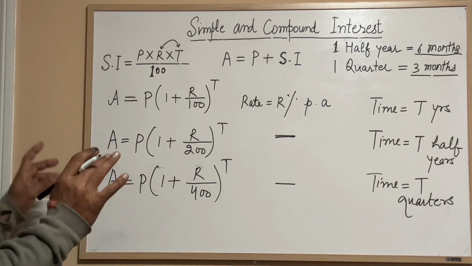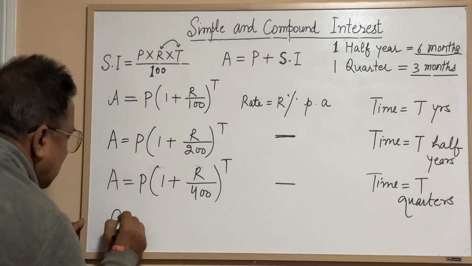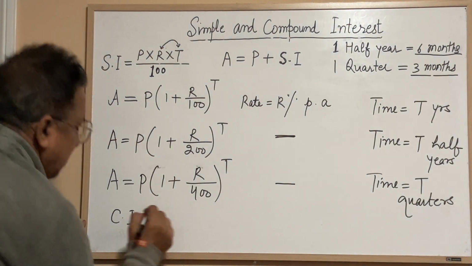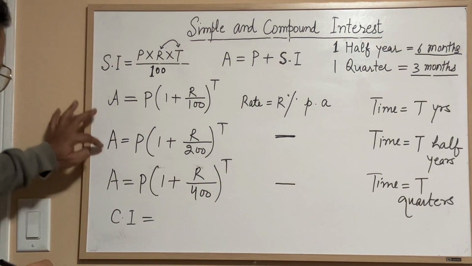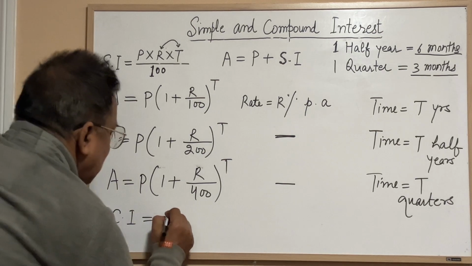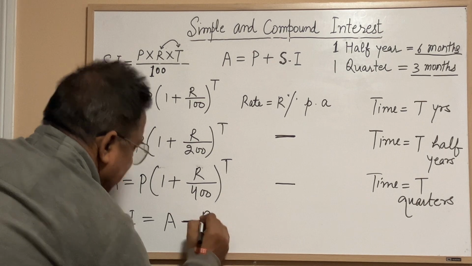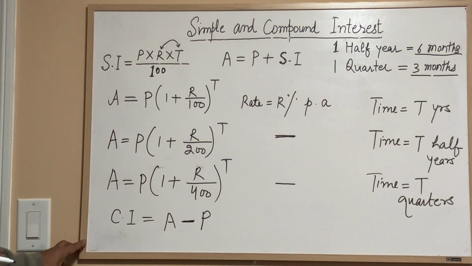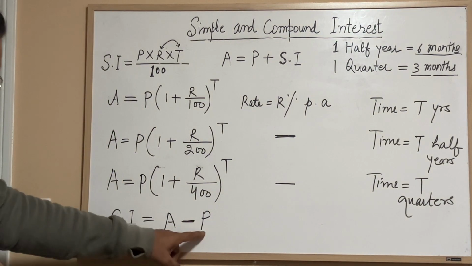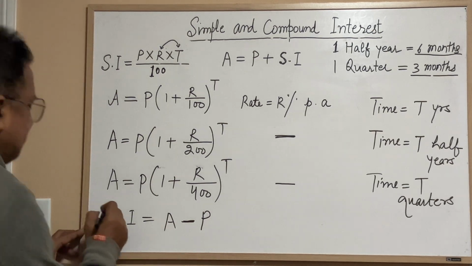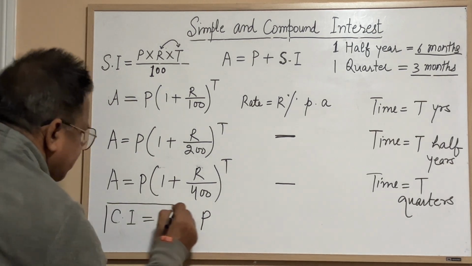Now, how to calculate compound interest? This is the total amount, and we subtract principal from it. Total amount minus principal, that is compound interest.